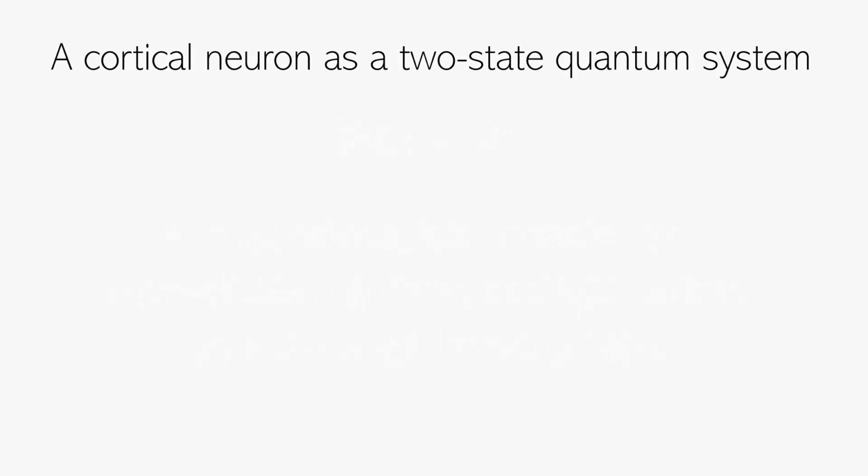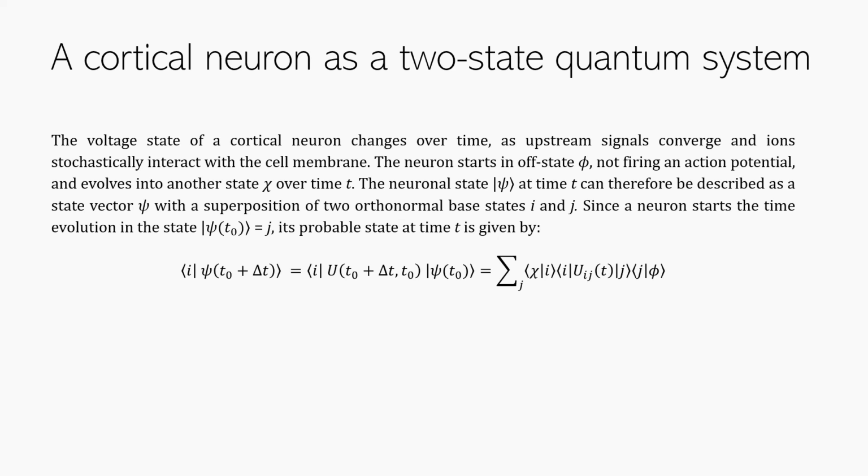So let's revisit our starting assumption that a cortical neuron undergoes probabilistic coding and therefore is best represented as a two-state quantum system. We know that the voltage state of a cortical neuron changes over time as upstream signals converge and ions stochastically interact with the cell membrane. A neuron starts in off-state phi, not firing an action potential, and evolves into another state chi over time t. And so the neuronal state at time t can be described as a state vector psi with a superposition of two orthonormal base states i and j. Since a neuron starts the time evolution in state j, its probable state at time t is given by the sum of all probability amplitudes for all possible paths.